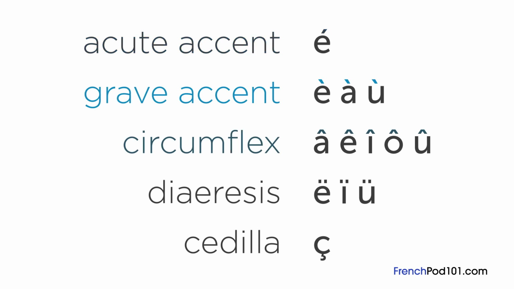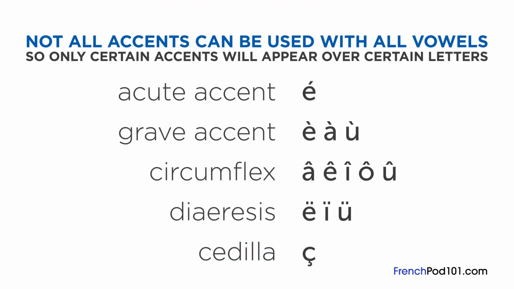There are a total of 5 accents in French, 4 of which appear over vowels, and 1 for the letter C. The acute accent, the grave accent, the circumflex, the diaeresis, and the cedilla. Not all accents can be used with all vowels, so only certain accents will appear over certain letters.